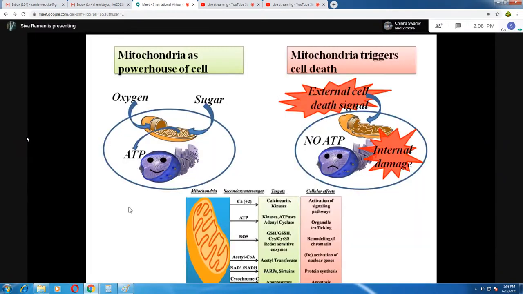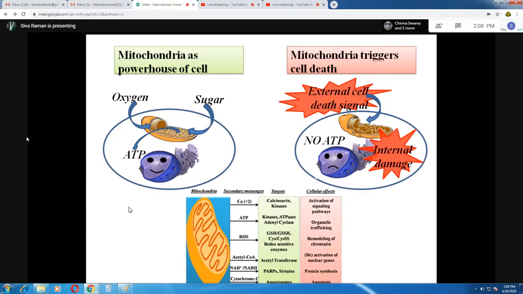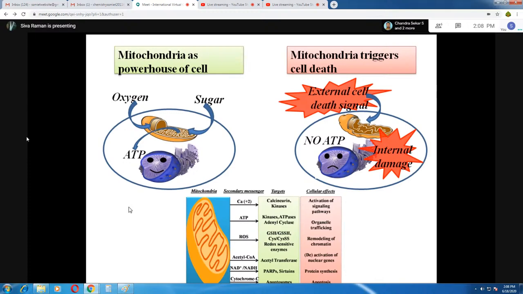What are the cellular effects of calcium and kinases? They activate signaling pathways. Then ATP, which we all know. What are the cellular effects related to mitochondria and ATP? It is the energy center. Apart from that, there is RNA tracking. Then ROS, which means reactive oxygen species. Reactive oxygen species affect several redox-sensitive enzymes as well as sulfur-containing amino acids and proteins.